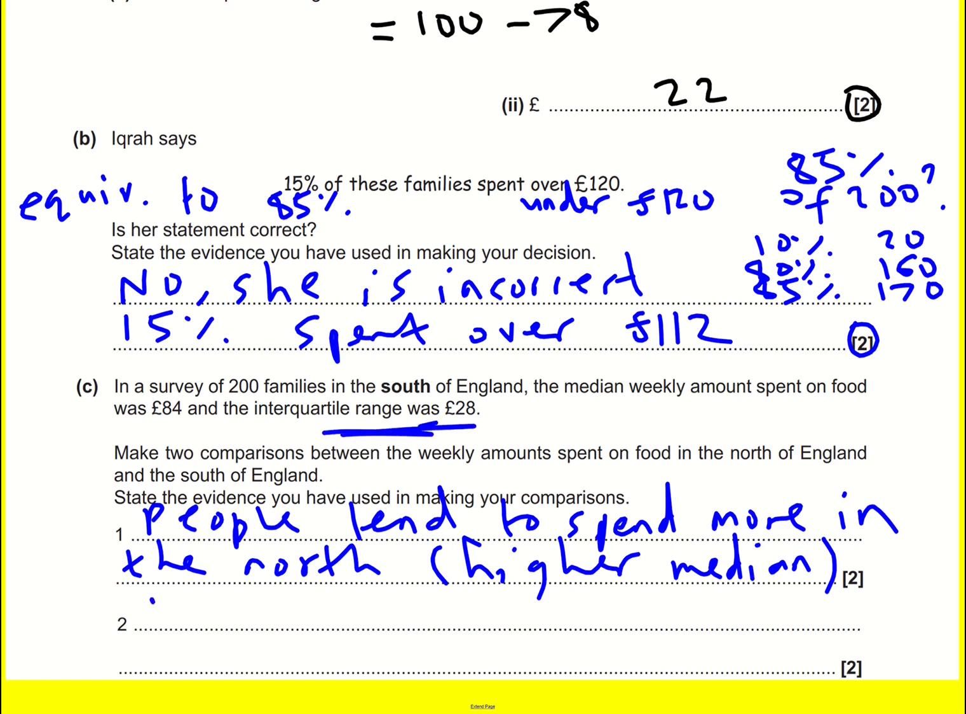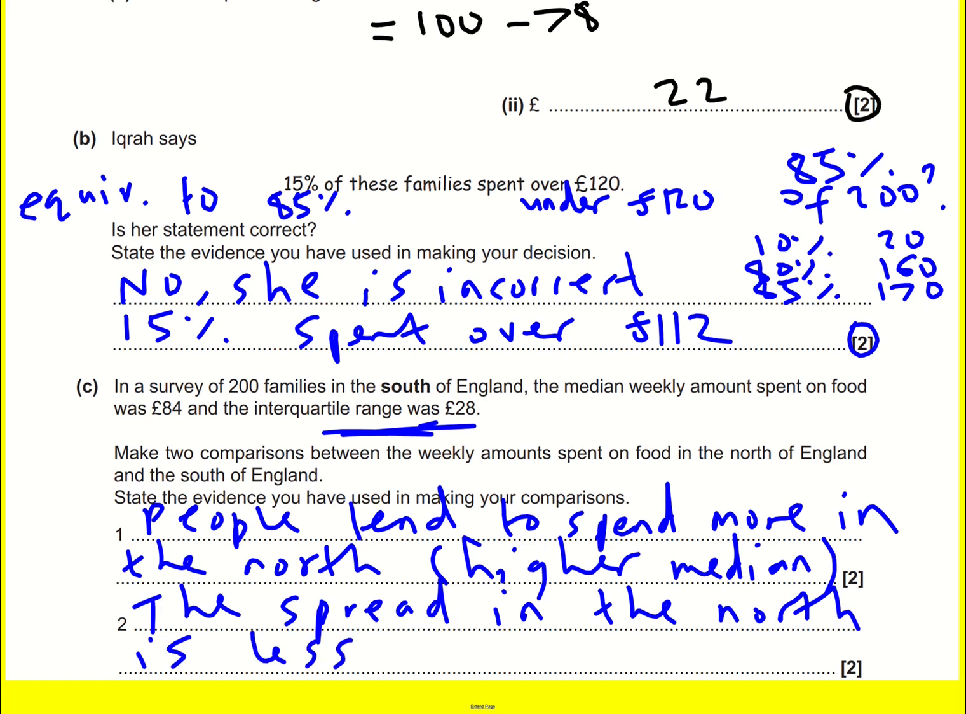Interquartile range, the spread in the north is less. The interquartile range is a measure of spread. It's not the range itself, but it is a very good measure of spread because it eliminates some of the extremes. And I just need to write as my evidence lower interquartile range. Okay, so I've got my statement, I've got my evidence. As long as you're writing similar things to this, I mean, it's jumping out that we need to write about the median and interquartile range, then you'll be sorted.